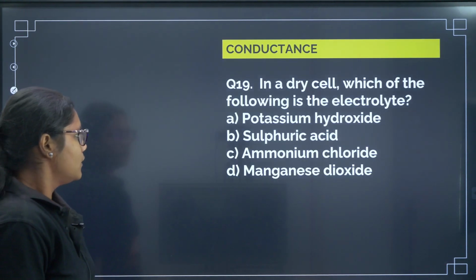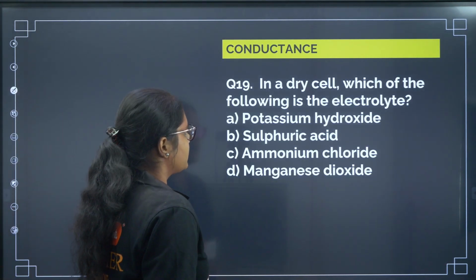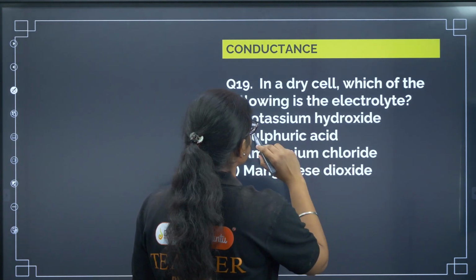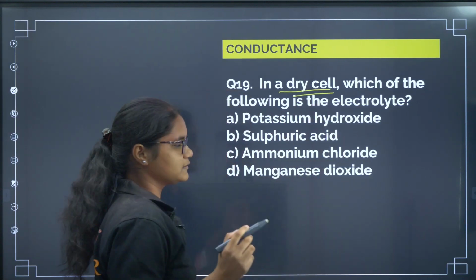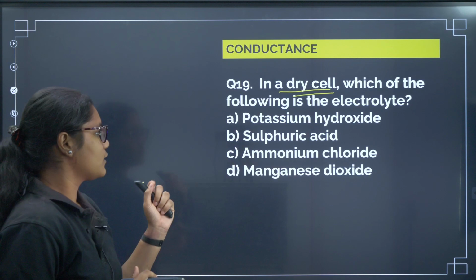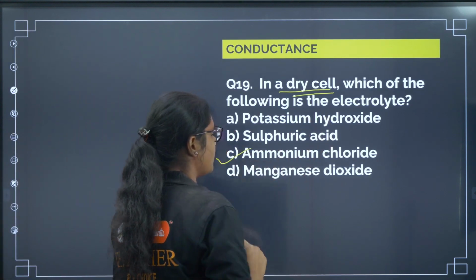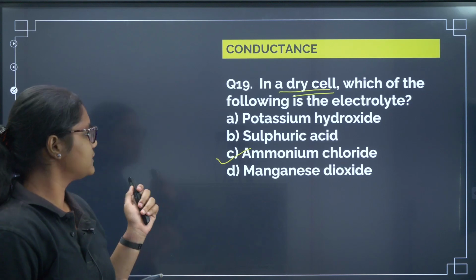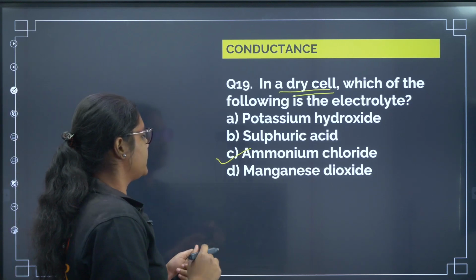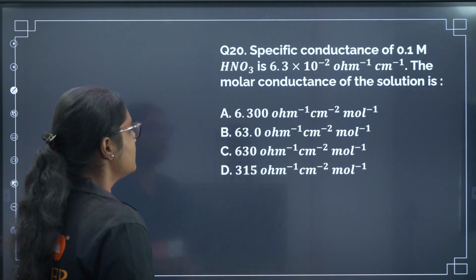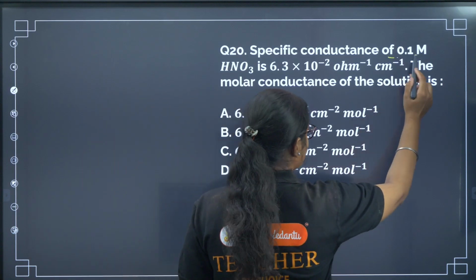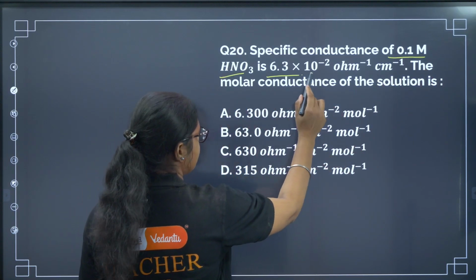Next. Now we have come to conductance. In the dry cell, which of the following is an electrolyte? In the dry cell we have seen that the electrolyte used is ammonium chloride. Please remember this one: ammonium chloride is used as an electrolyte. Direct question.